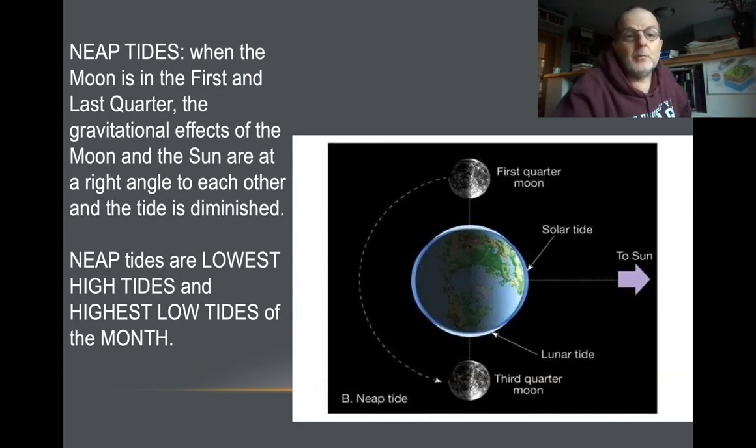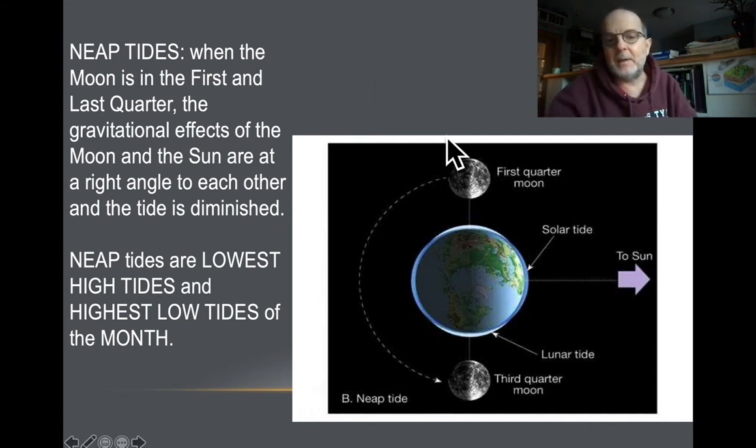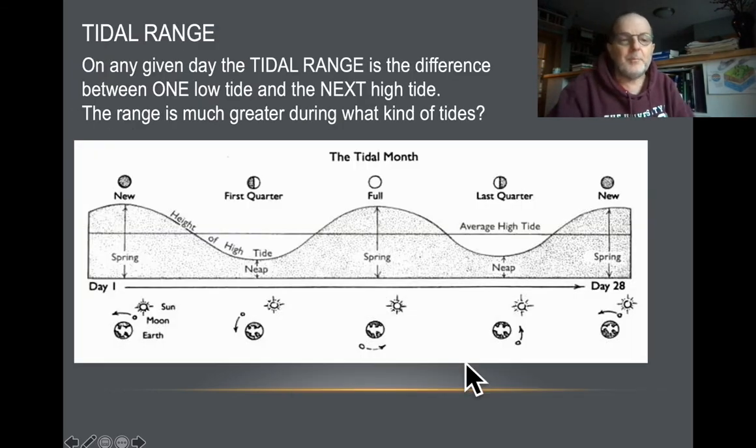Neap tides, when the moon is in the first and last quarter. The gravitational effects of the moon and the sun are at right angle to each other, and the tide's overall height is diminished. Neap tides are the lowest high tides of the month, and they have the highest low tides. So the range between the two, high and low, is very narrow. And this is happening at your first quarter and your last quarter. Here's a picture of that.